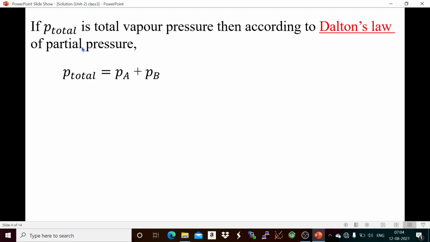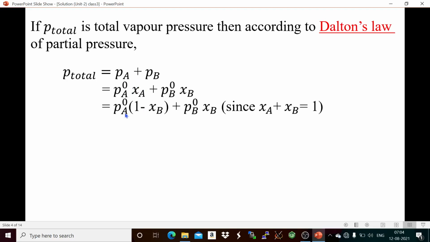That is P total, that is, the total pressure of the solution is due to the partial pressure of component A and component B. Now again, from Raoult's law we know that PA is equal to PA naught XA, PB is equal to PB naught XB. Now if we replace this mole fraction XA by XB, because we know XA plus XB is equal to 1, so XA is equal to 1 minus XB. So PA naught (1 minus XB) plus PB naught XB.